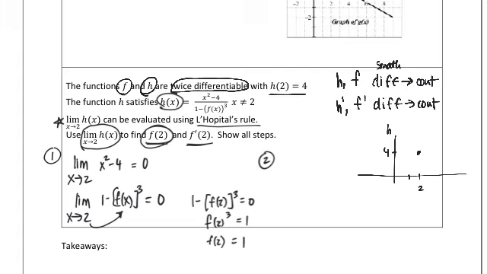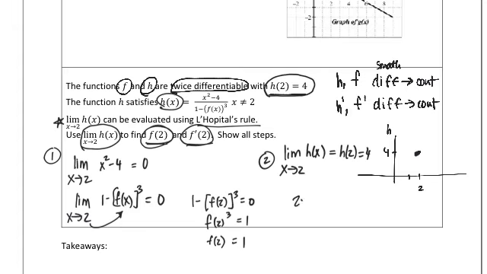Okay, now step 2 says we need to find f prime of 2, right? So we know that L'Hopital's rule can be applied for this limit. That's one thing we know. We also know that the function h of 2 is 4, right? So now this is the limit that we're after. And we know that we can apply L'Hopital's rule for that. But since this function is continuous, this limit is h of 2. So we know the limit is 4.